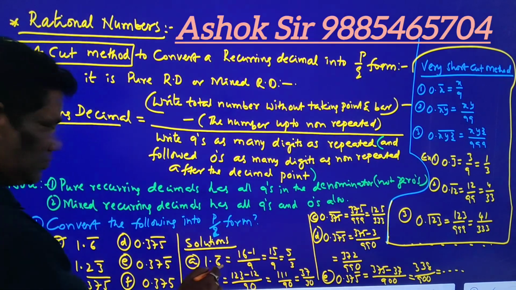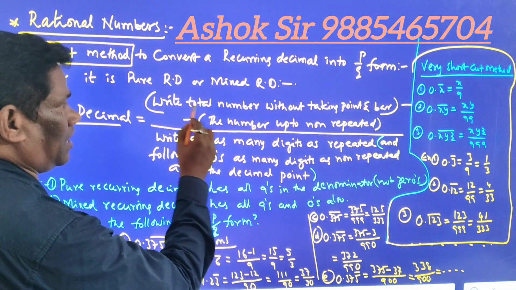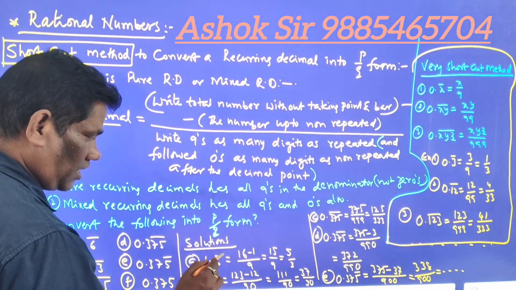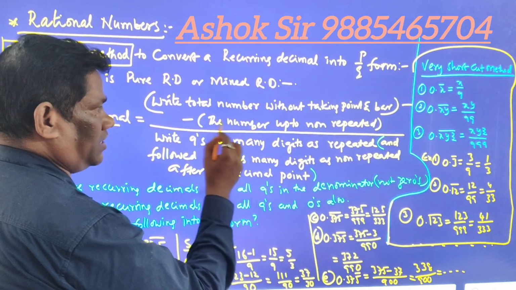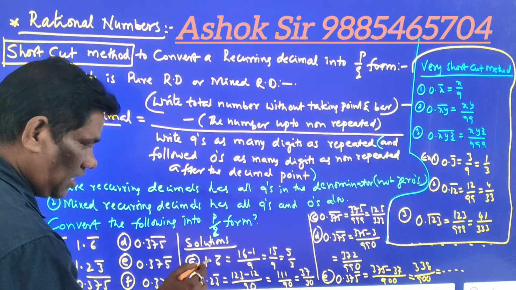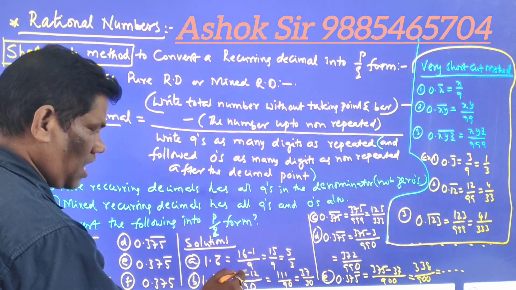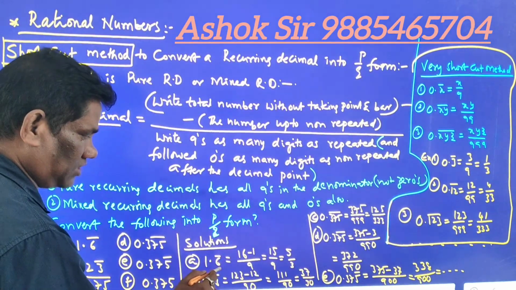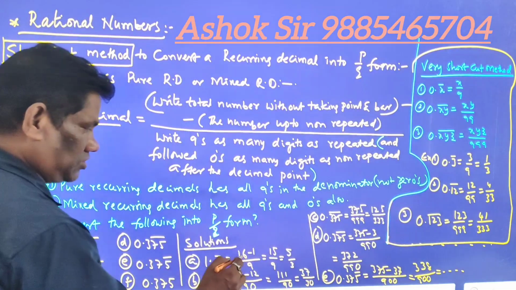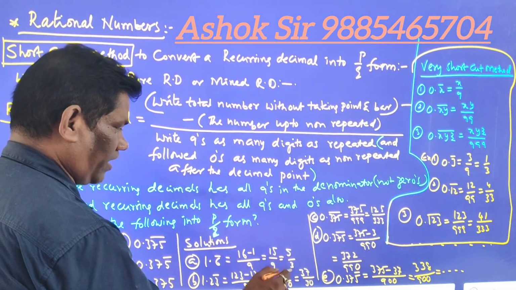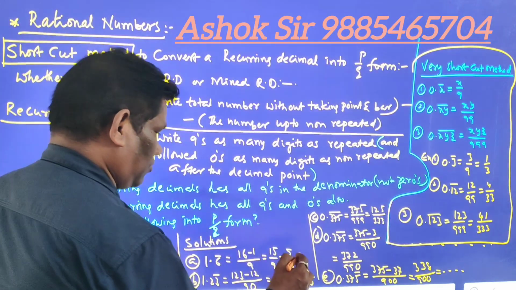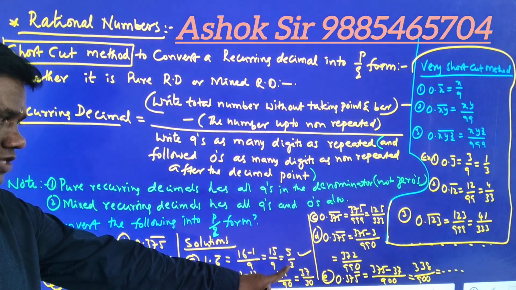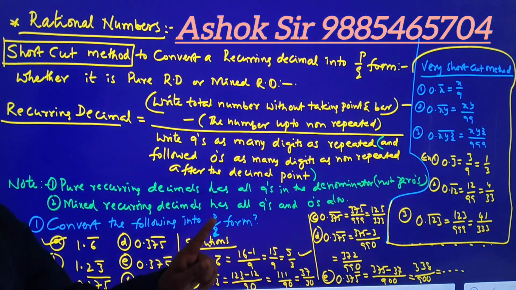The first one, 1.6 bar, is 16 minus 1. That is, write the total number without the point and bar, so the number becomes 16, and subtract the number up to the non-repeated part. Here the left side of the point, that is 1, is not repeating, so minus 1, by how many nines? Nines as many as the digits repeated. Only one digit is repeating, so we take only one 9. So 16 minus 1 is 15 by 9, and 5 threes are 15, 3 threes are 9, so 5 by 3. You can verify: dividing 5 by 3, we get 1.6666 and so on.